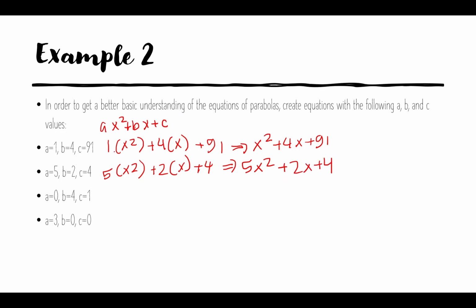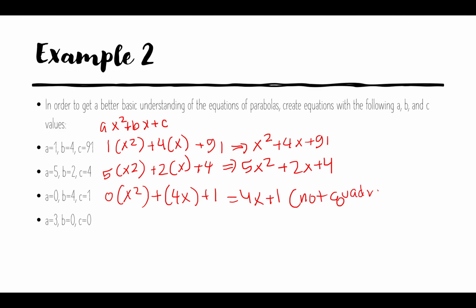For the third one, we can plug in 0 times x squared plus 4x plus 1, which is equal to 4x plus 1. We can tell that this is not quadratic, as a is equal to 0. We can tell that both by the fact that it's instructing us to use a is equal to 0, which a cannot be, or we can just plug it in like I've done here. Either method is acceptable as long as we get the answer that this is not quadratic.